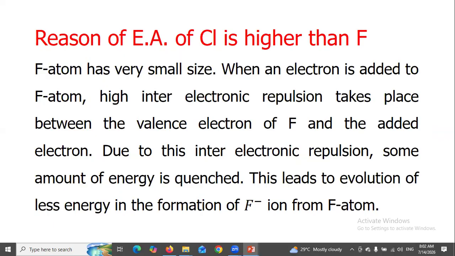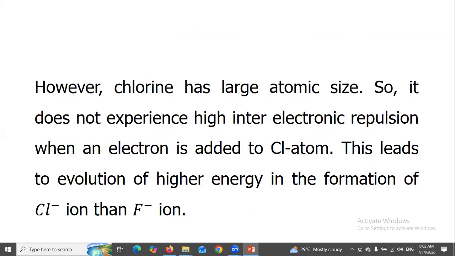Fluorine atom has very small size. When an electron is added to a fluorine atom, higher inter-electronic repulsion takes place between the valence electrons of fluorine and the added electron. Due to this inter-electronic repulsion, some amount of energy is quenched. This leads to the evolution of less energy in the formation of fluoride ion from fluorine atom.